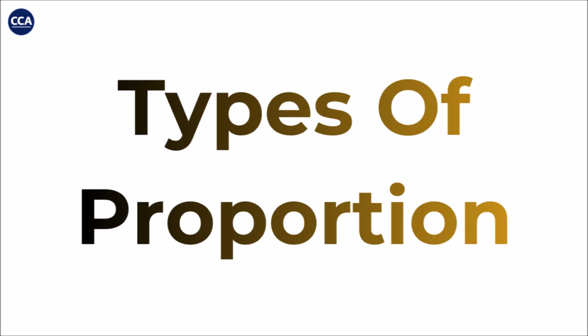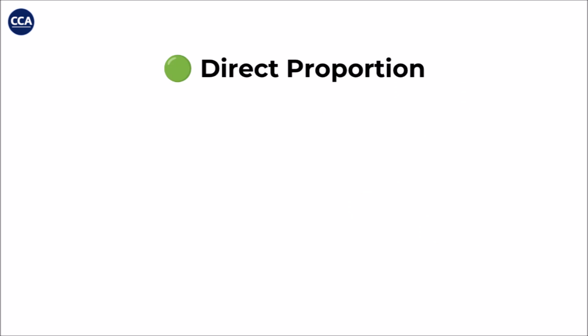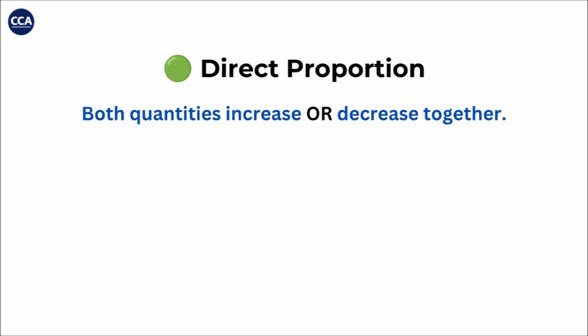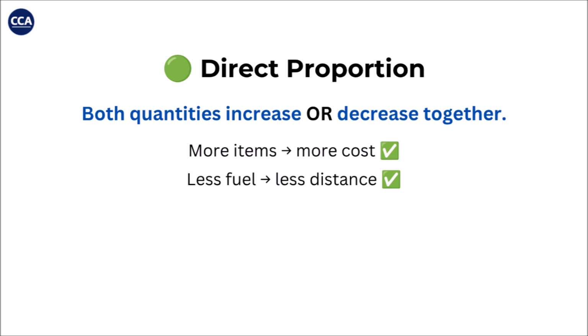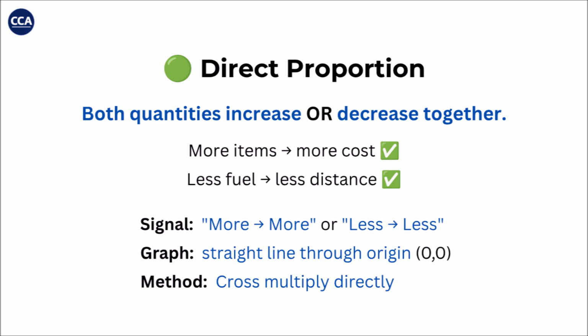Correct. There are two types of proportion you need to know for grades 7 and 8. The first is direct proportion. Two quantities are in direct proportion when they increase or decrease together at the same rate. If you buy more items, you pay more money. Direct proportion. If a car travels longer, it uses more fuel. Direct proportion. The graph of a direct proportion is always a straight line through the origin, the point 0, 0. The key signal in a word problem: the more, the more; or the less, the less.